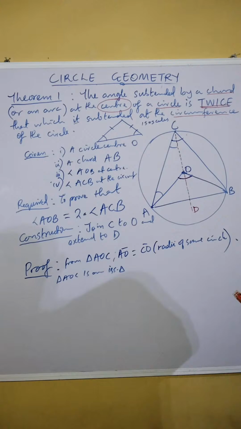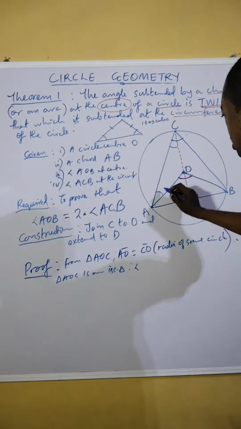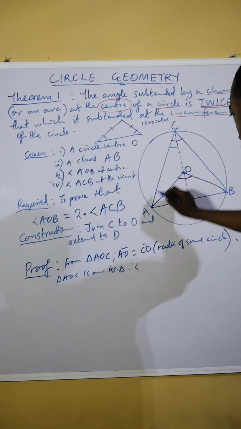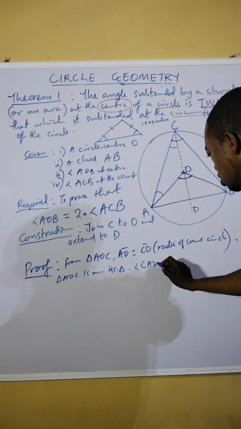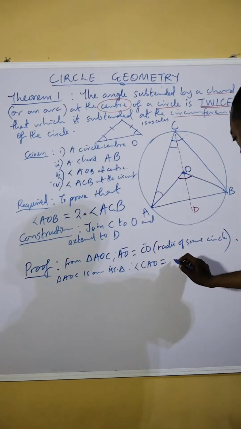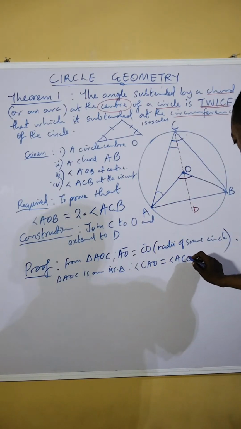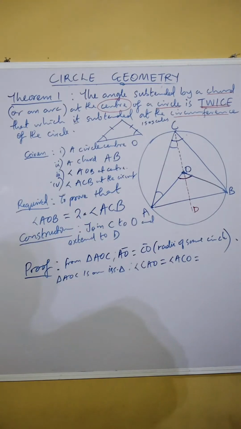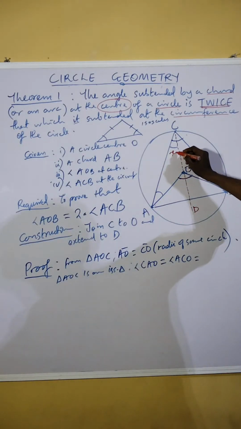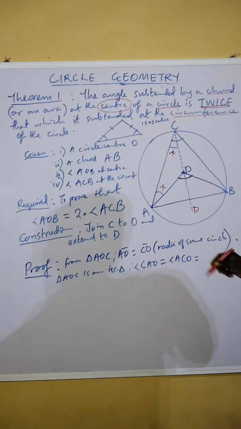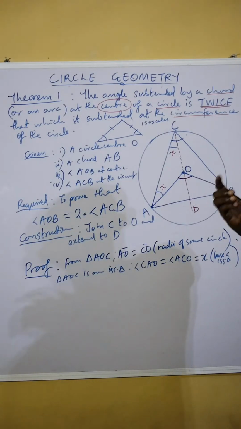That is, we can now say that the angle we mark now, we can call it angle CAO. Angle CAO is now equal to angle ACO. Since they are equal, let's use X. We can say this is X, this is X. Why? Because they are base angles of an isosceles triangle. That's the reason why.